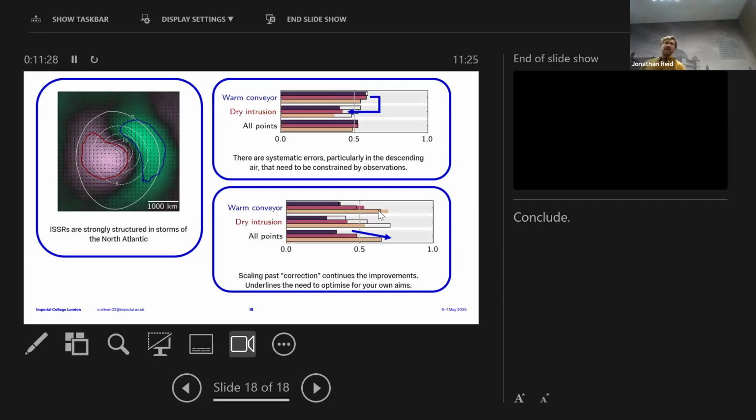And finally, scaling past the correction continues these improvements that you get in the comprehensiveness of the results. And this sort of underlines this point where you need to tailor the weather data or whatever input data you're using to optimize for the particular aims that you've got.